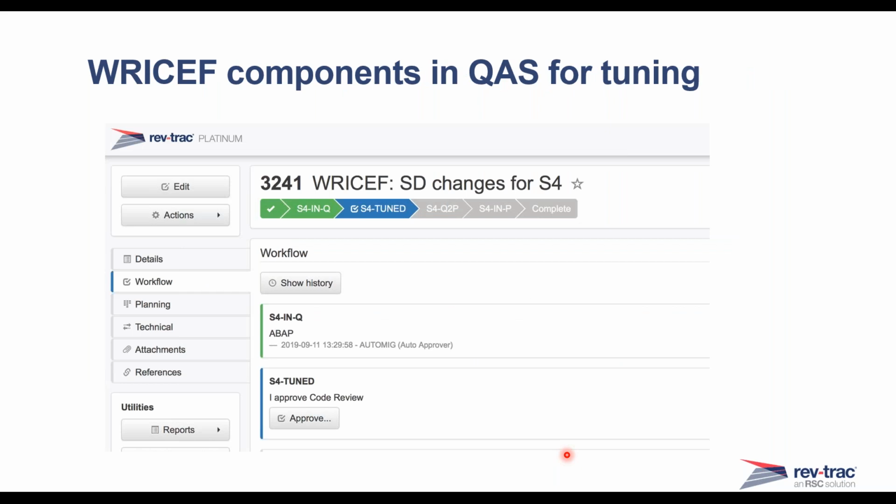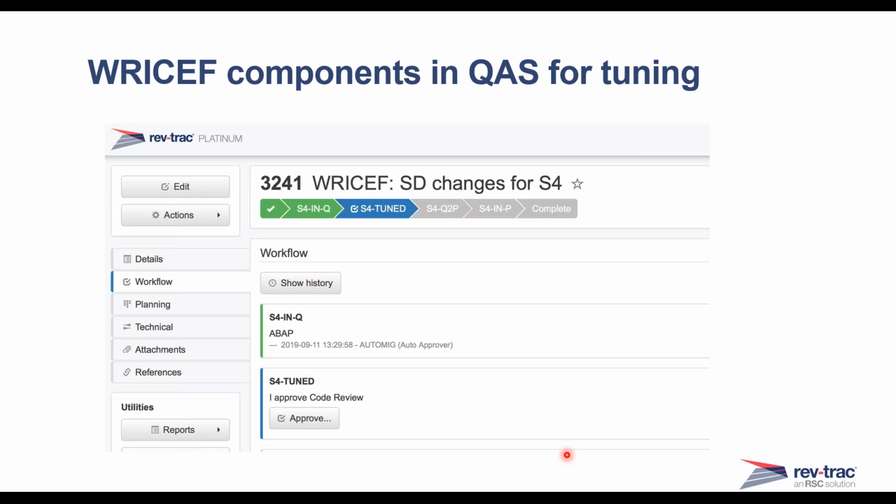Rev-Trac will automatically deploy the transports from the source system into the target system, and so you can be assured that everything that has been collected together on this one Rev-Trac request has been effectively moved into the QA system. So when you begin to do your testing, you know that everything that's supposed to be there is there. Now, of course, Rev-Trac can't pick up things that you don't attach to it, so you need to make sure that you do attach to the Rev-Trac request all the correct transports and all the correct objects for that particular RICEF.